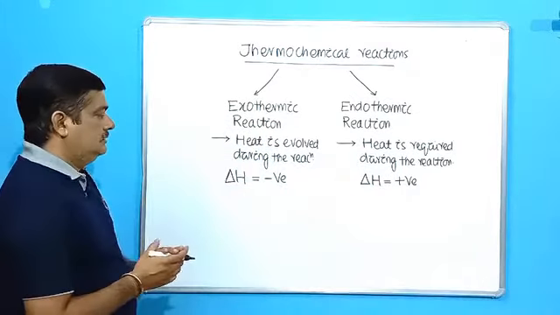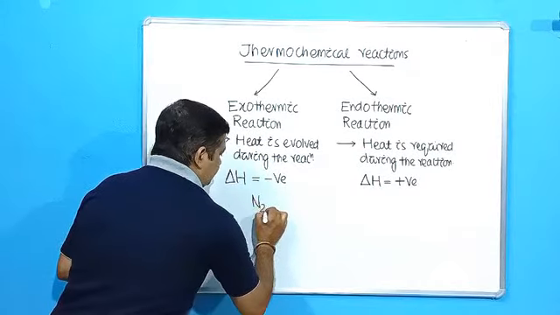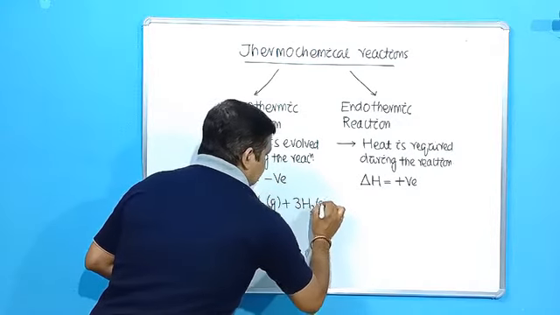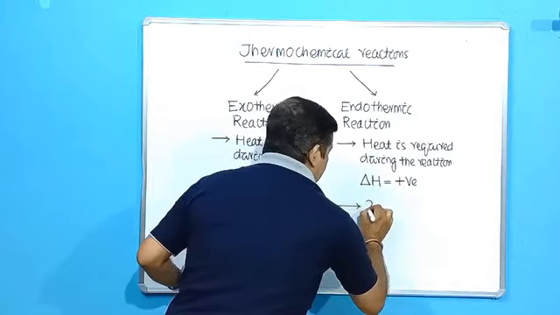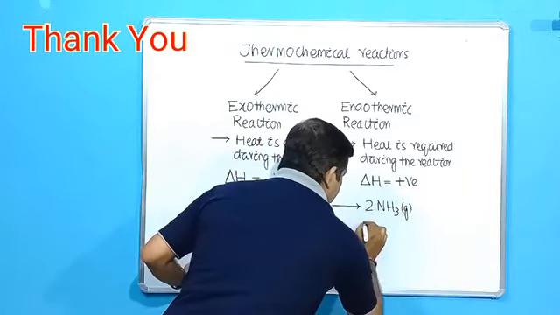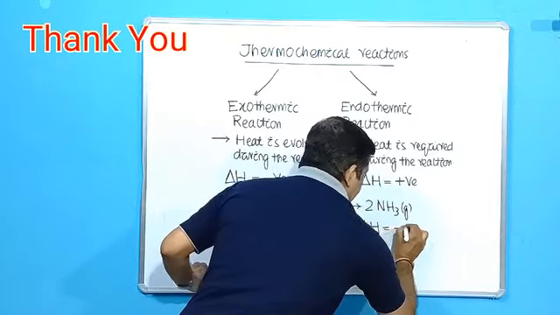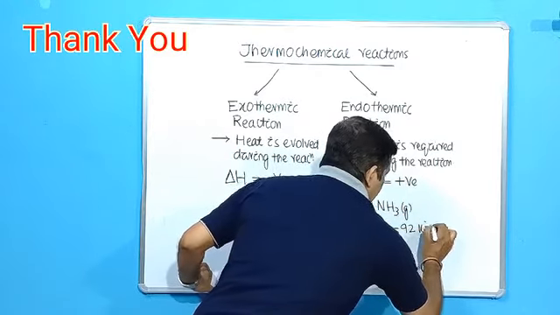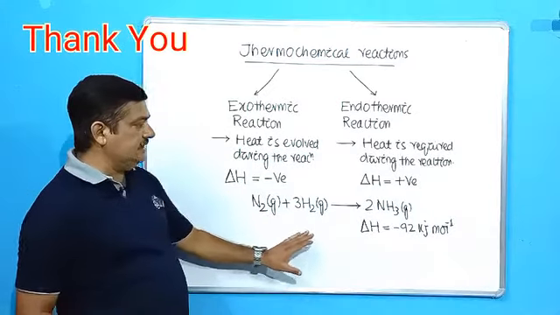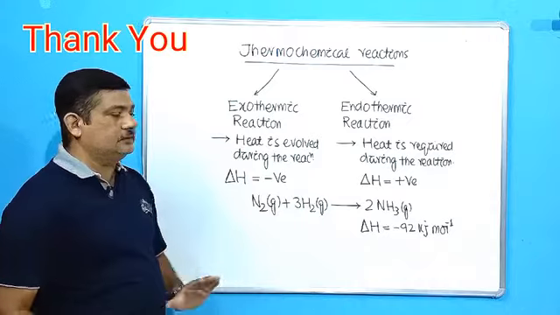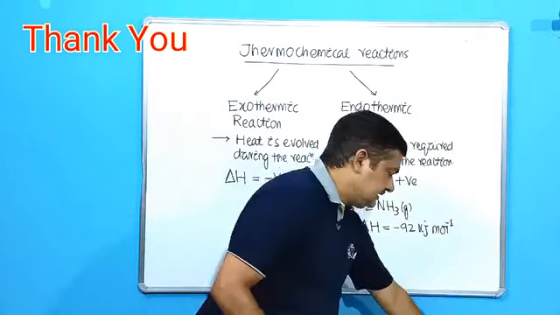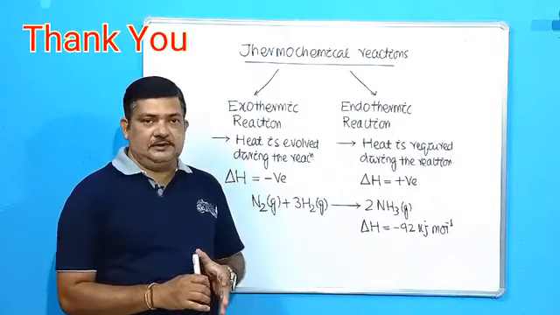Okay. For example, N2 plus 3H2 gas gives rise to 2NH3 gas. Delta H is minus 92 kilojoule per mole. So it is normally written like this. That means heat is evolved, so it is an exothermic reaction in the forward direction. Okay. So these are the various signs used to represent a chemical equation.